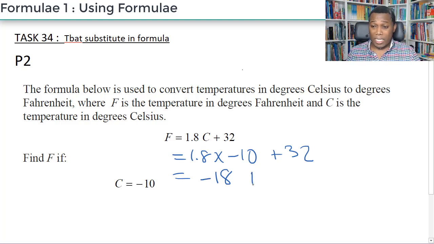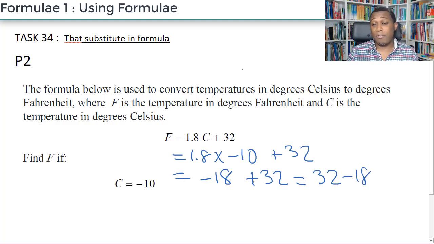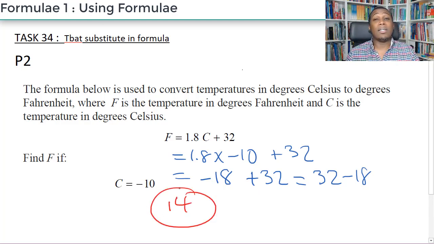So what we have is negative 18 plus 32. Order we can change. It's the same thing as 32 take away 18. That's what we're doing. 32 take away 18, and what does that give you? Well, 14. So the answer, 14 is the value of f. For number 2, your answer is 14. Shall we go to number 3? Oh yeah! Let's do number 3.